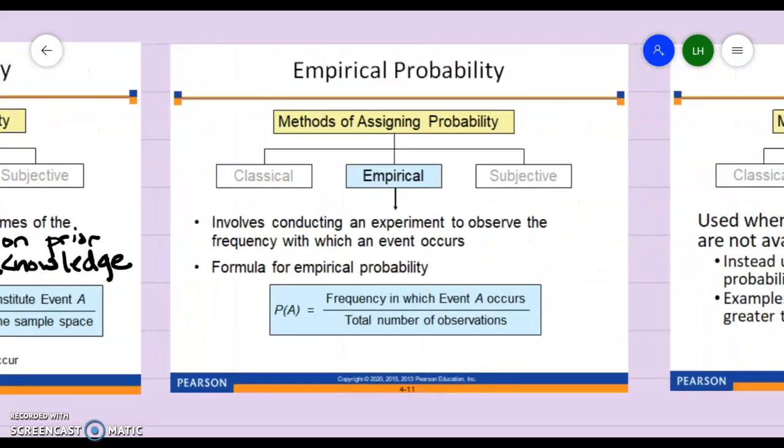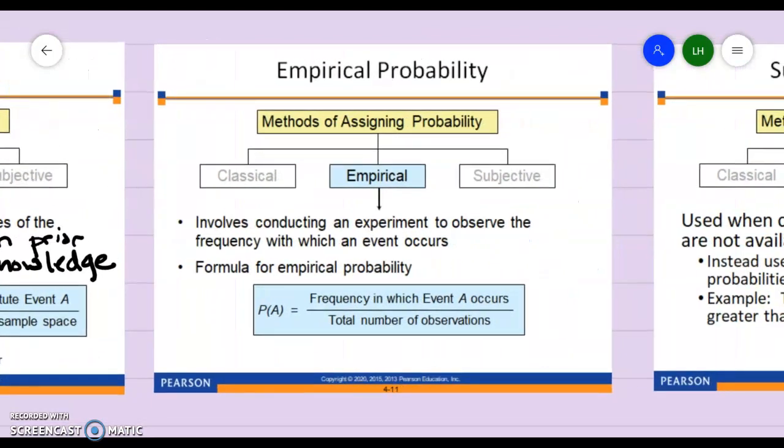Okay, so the next one is empirical. This involves conducting an experiment to observe the frequency with which an event occurs. So this one depends on observed data.